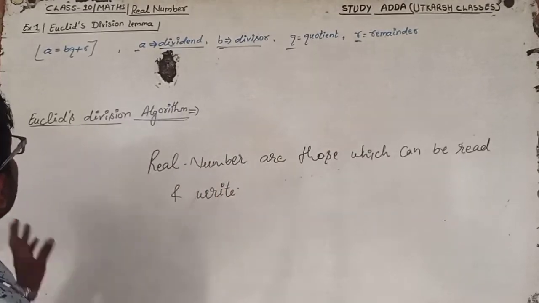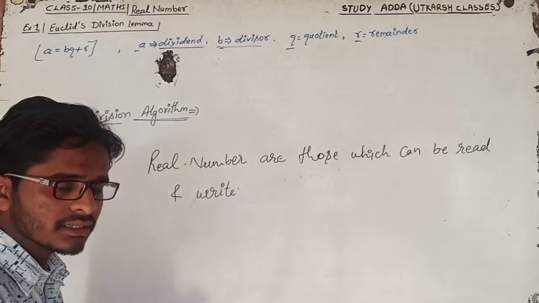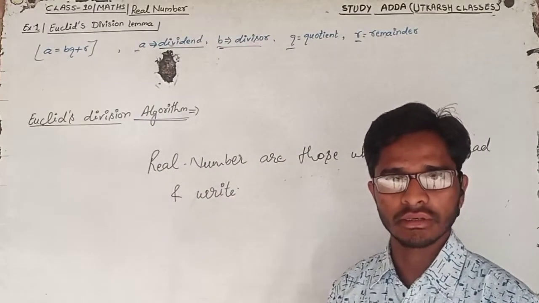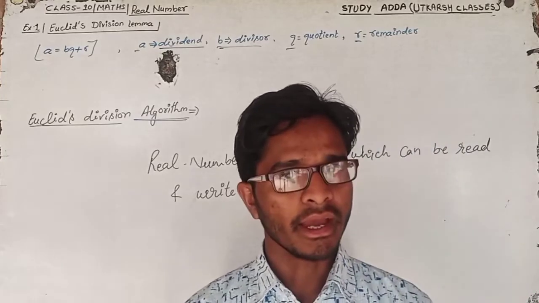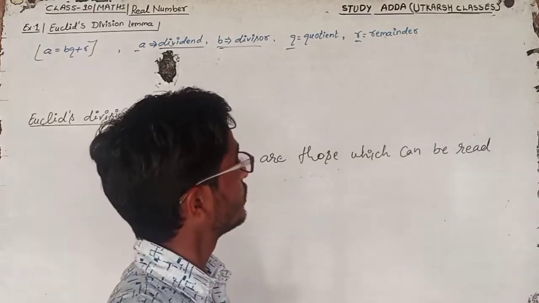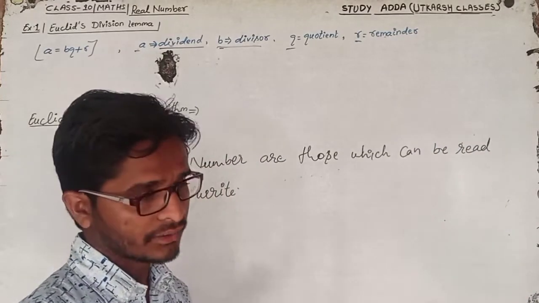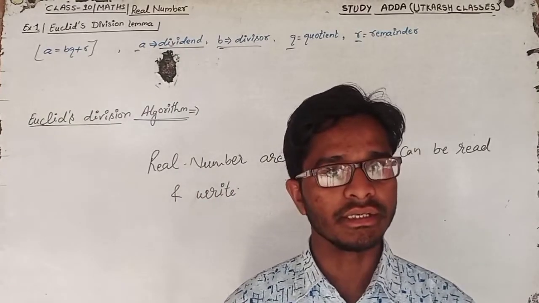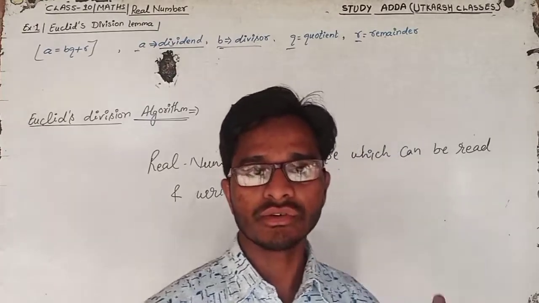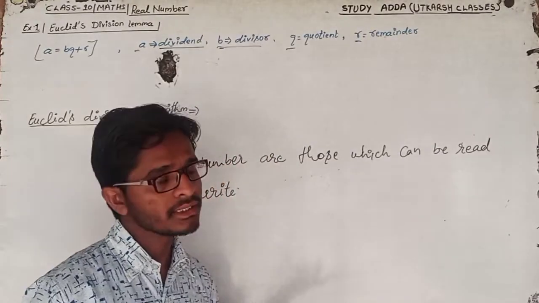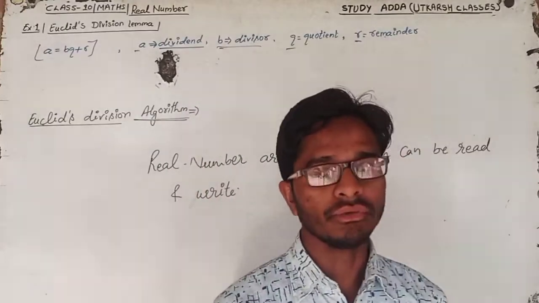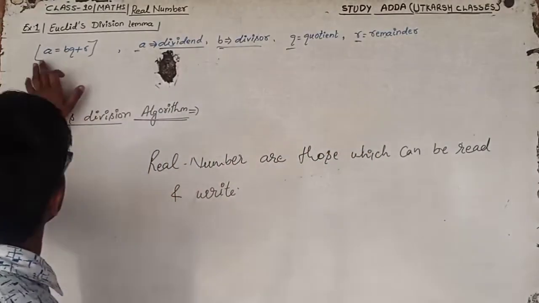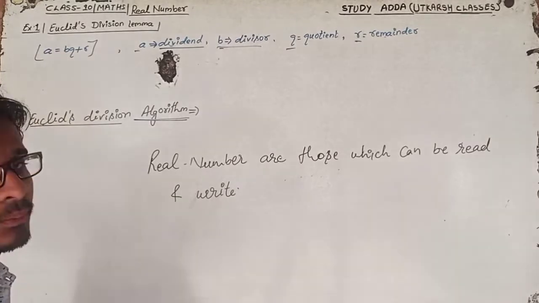Then we discuss the Euclid division lemma. In this, we take any two positive integers a and b, and there exist unique integers q and r, where a is the dividend, b is the divisor, q is the quotient, and r is known as the remainder. Then the Euclid division lemma is in the form a = bq + r.